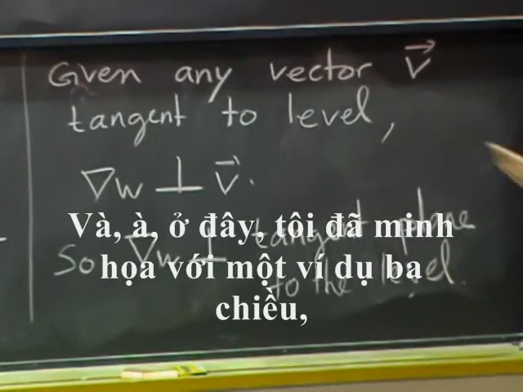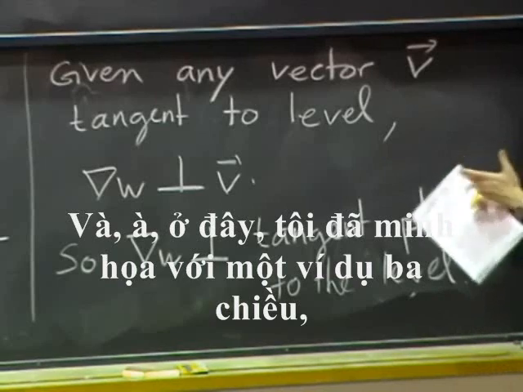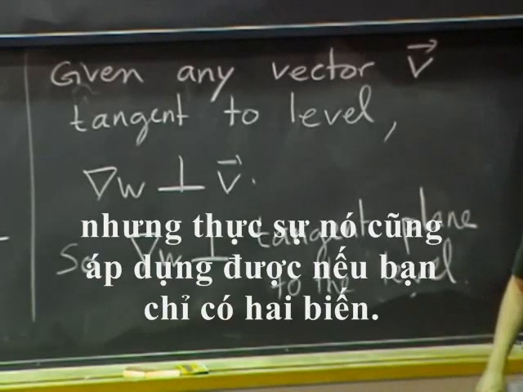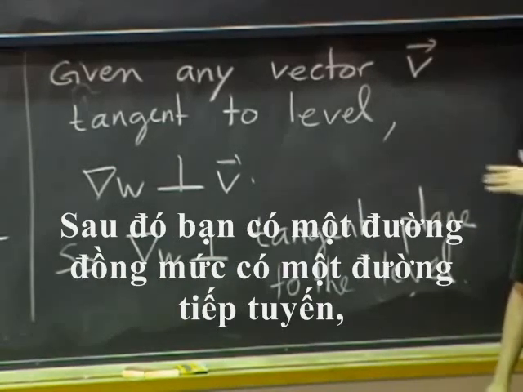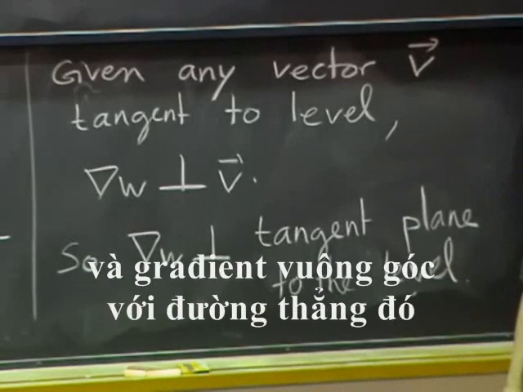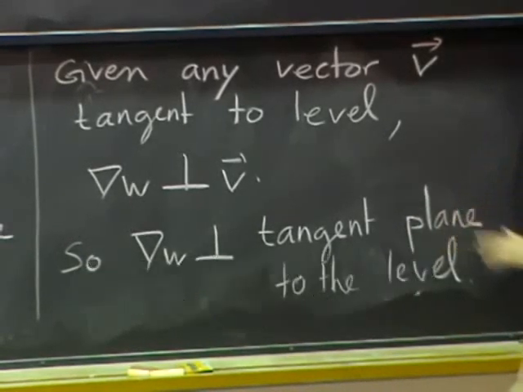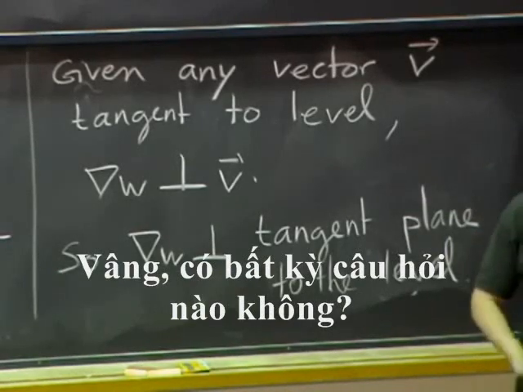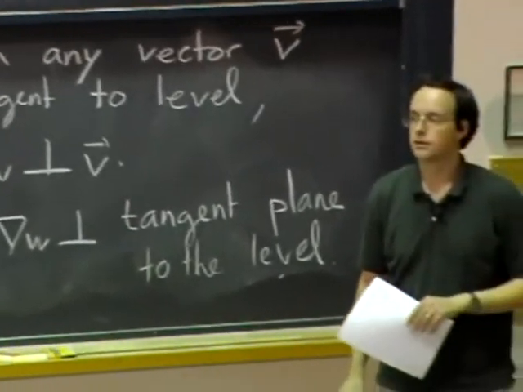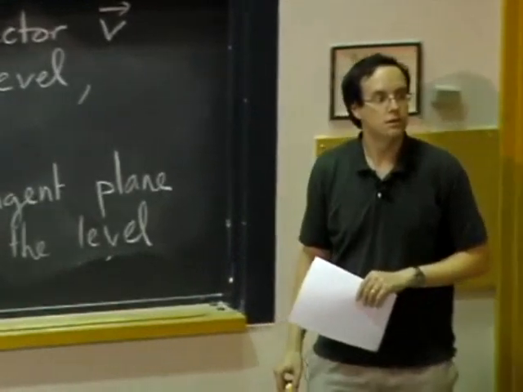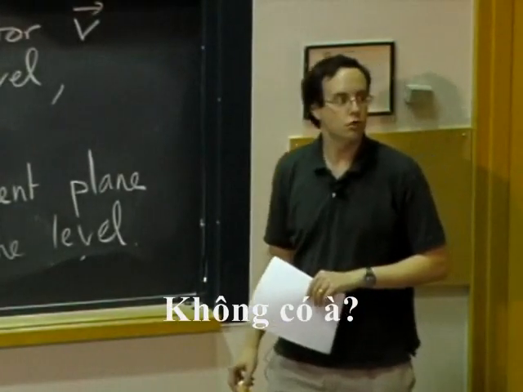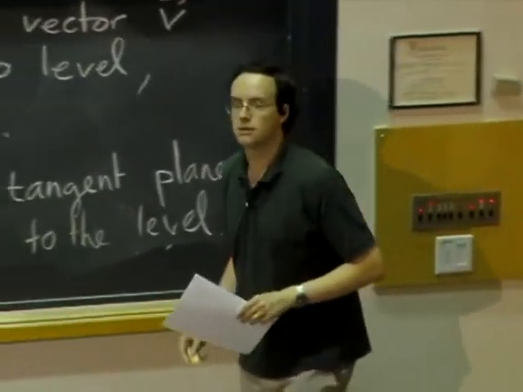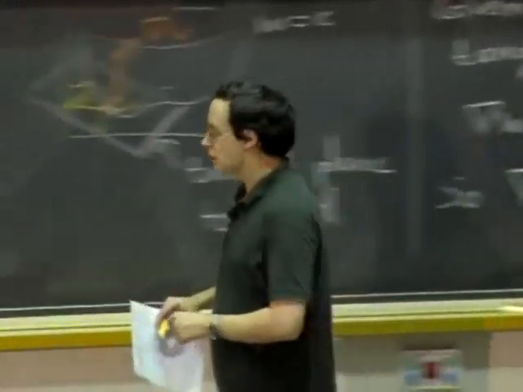And well, here I've illustrated things with a three-dimensional example, but really it works the same if you have only two variables. When you have a level curve, it has a tangent line, and the gradient is perpendicular to that line. Okay, any questions? No? Okay.